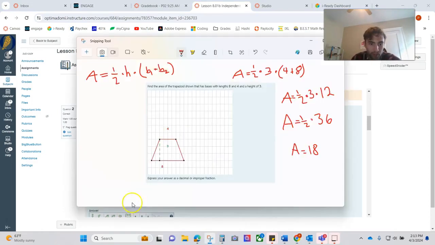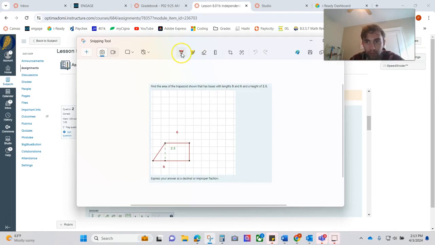I don't know why it says express your answer as a decimal or improper fraction. Seems silly.